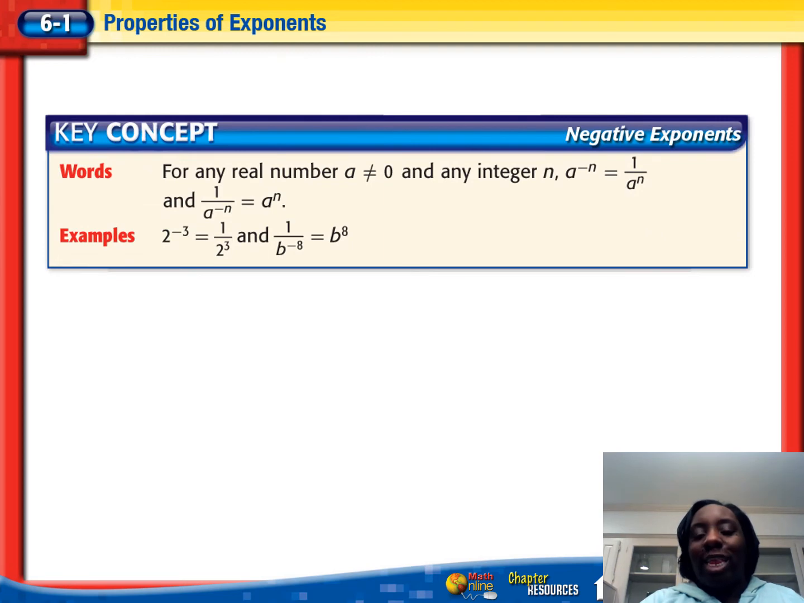All right, now we're talking about the negative exponent rule. So negative exponents, to me, you can think about it, it is in the wrong position. A negative exponent in the numerator means it'll be positive in the denominator. A negative exponent in the denominator means it will be positive in the numerator.